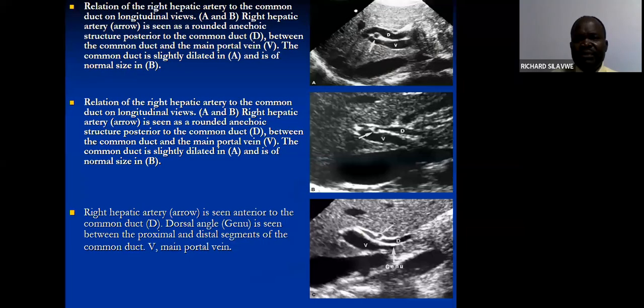These are just views. You can see here, we have the portal vein here. Anterior to it, we are able to see the common bile duct there. Then you are able also to see the hepatic artery. All these are just images, just showing us the relationship of the portal vein to the common bile duct.